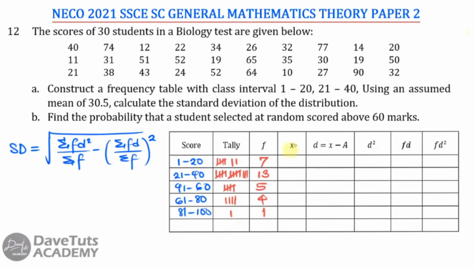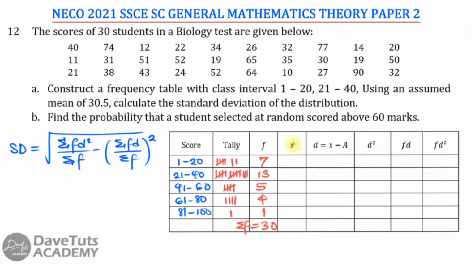So that's how you go about getting the frequency. And you can also sum the frequency. Like 7 plus 13, that is 20, plus 5, 25, plus 4, 29, plus 1, this is 30. So summation F is nothing but 30.